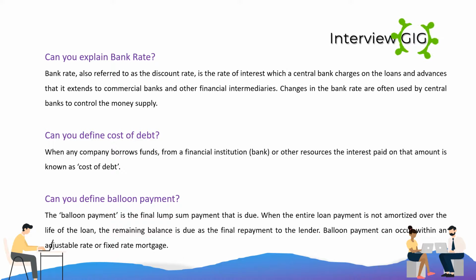Can you define balloon payment? The balloon payment is the final lump sum payment that is due. When the entire loan payment is not amortized over the life of the loan, the remaining balance is due as the final repayment to the lender. Balloon payment can occur within an adjustable rate or fixed rate mortgage.